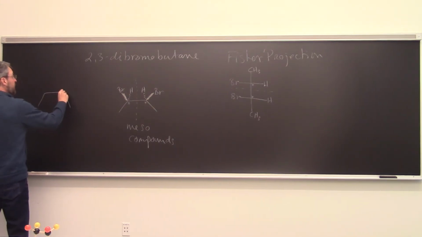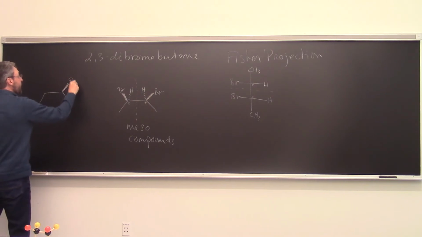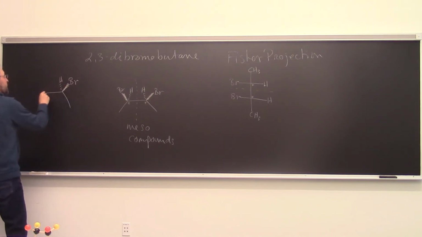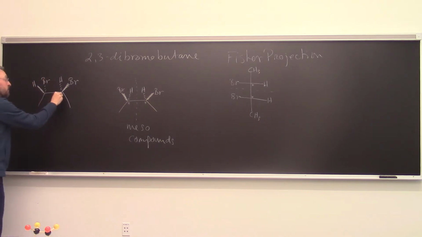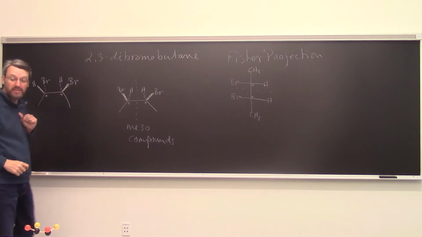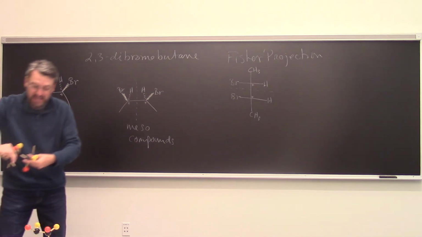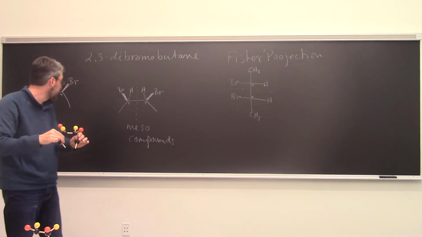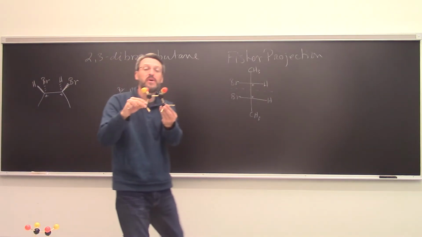I'm going to leave this right-hand chirality center the same, have my bromine up and H back. But now on this one, I'm going to have my hydrogen up and my bromine back. And once again, those two are both chirality centers. Okay, so if I take that molecule and rotate it this way, that's now this one.